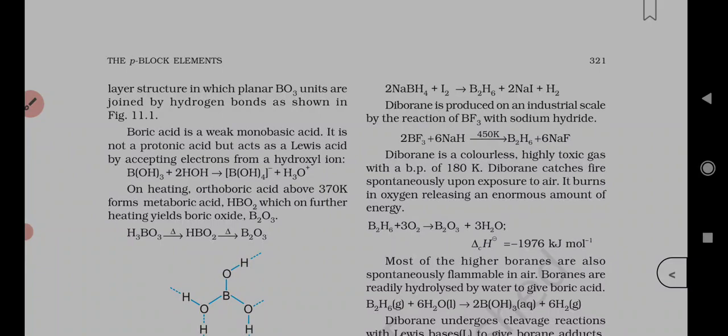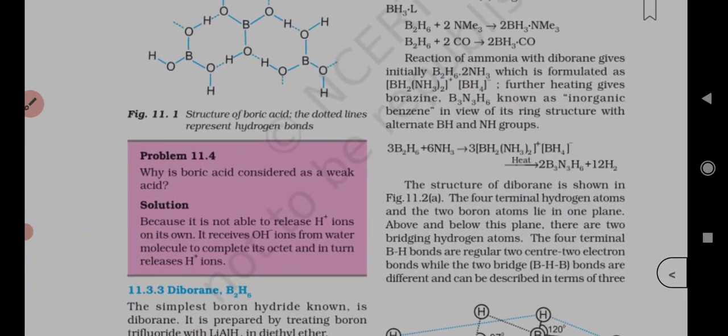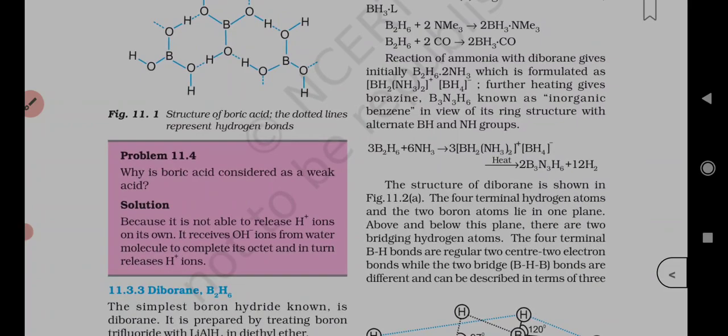Okay, why is boric acid considered as a weak acid? This is a pink box question. Because it is not able to release H plus ions by itself on its own. It receives OH minus ions from water molecule to complete its octet and in turn releases H plus ions. So if we take OH minus from water, what remains? H plus. So it releases H plus ions from water, not from itself.